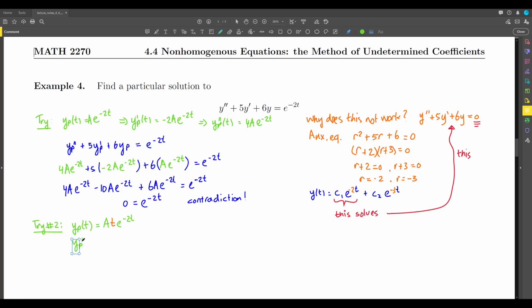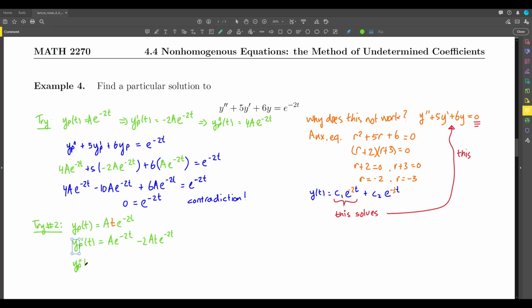Now for yp prime of t, we have to do a little bit more work because we're going to have to use a product rule. The derivative of at is a times e to the power negative 2t, and then we have a times t times the derivative of e to the power negative 2t, which is e to the power negative 2t, and then that negative 2 comes in and moves into the front. So that's a product rule.